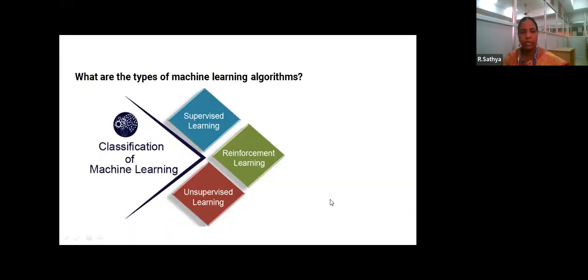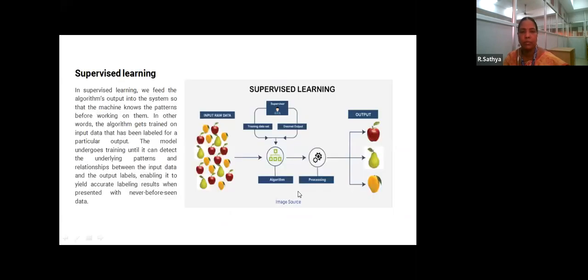Yes. What are the 3 types of machine learning algorithms? Supervised, unsupervised, reinforcement. All of you know, right? Shall I skip this? Do you know this? Can anyone tell me what is supervised, with a simple example? Yes? Yeah, you know. Good, ma'am. Then I will just skip this.